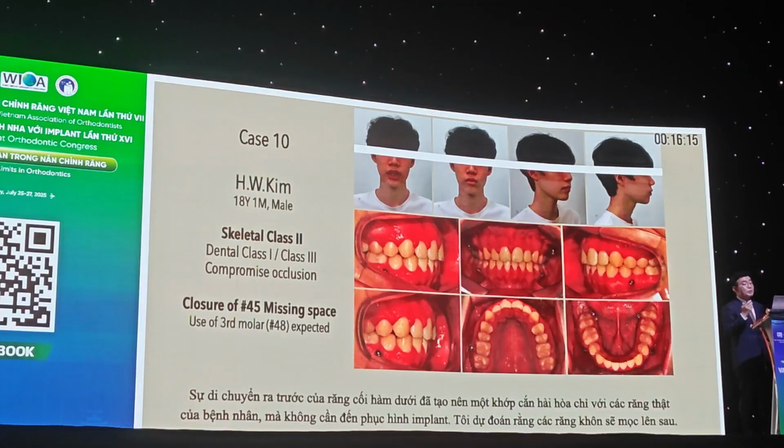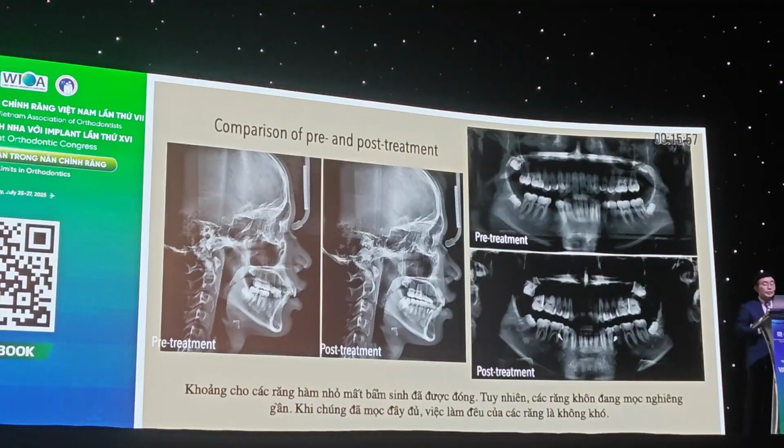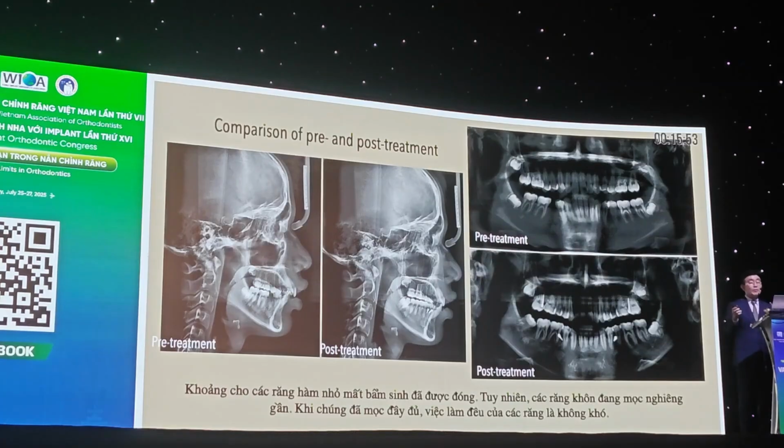The forward movement of the mandibular molars resulted in a satisfactory occlusion achieved thoroughly with the patient's own teeth, without the need for implants. I anticipate that the third molar will erupt later and contribute to the occlusion. The space for the congenitally missing premolars has closed well.